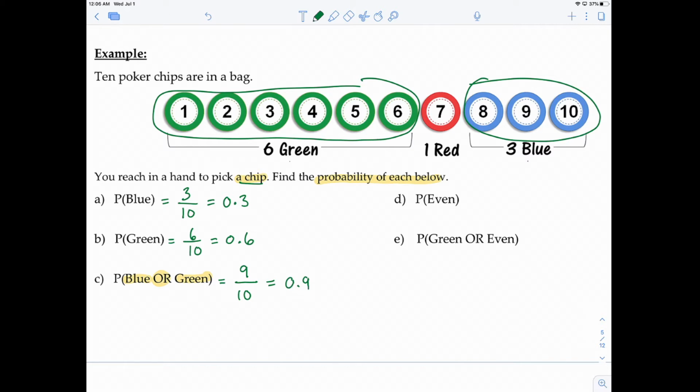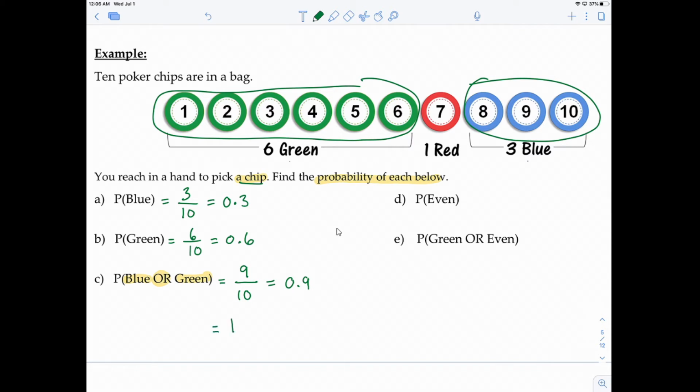Okay, so you might look at this and start to think, okay, the probability of blue or green, that's an or probability. Could I have just done 0.3, which is the probability of blue, plus the probability of green?